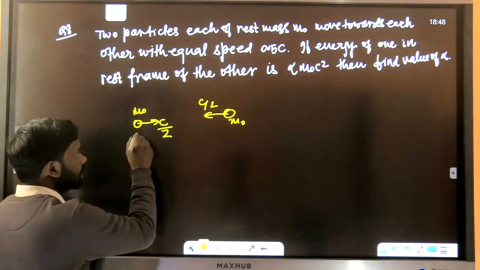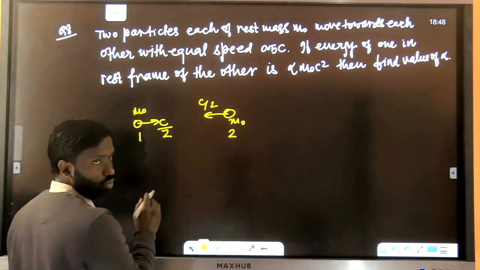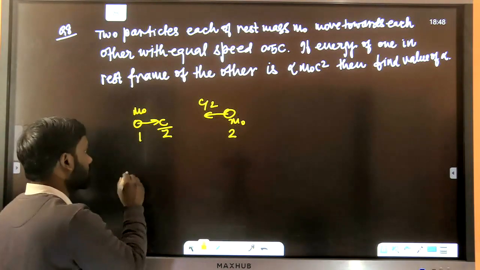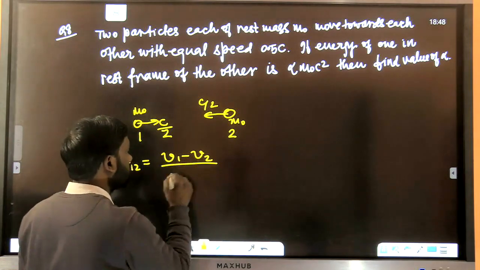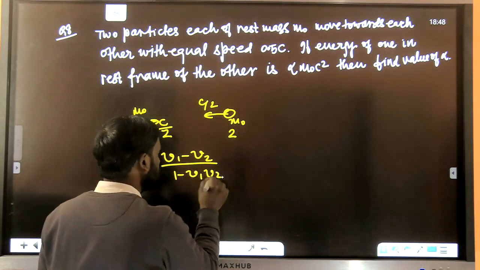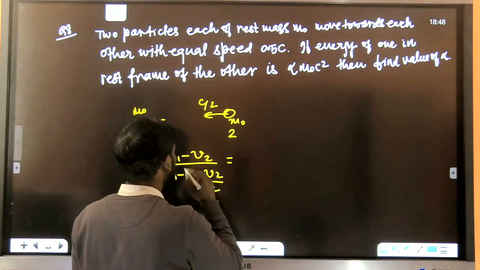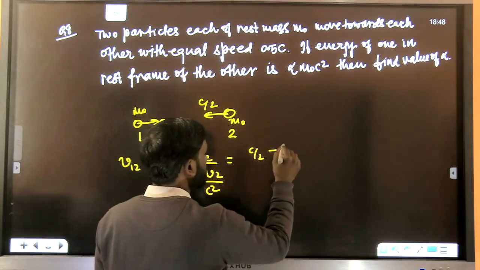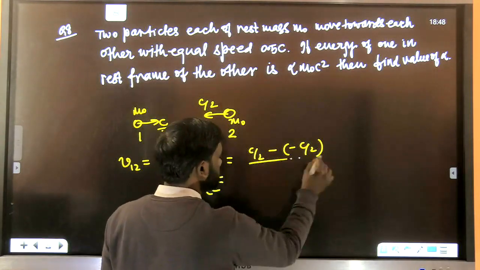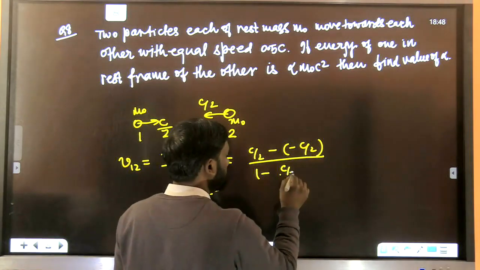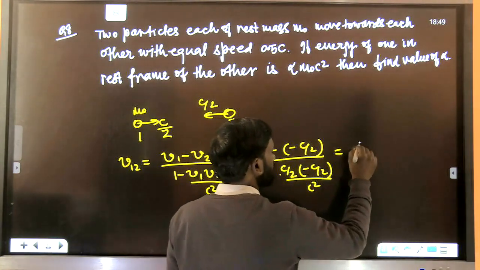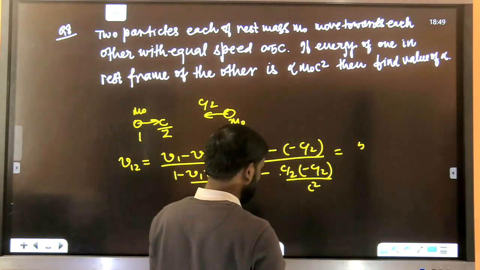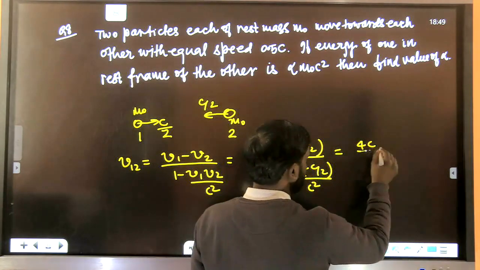So for that we need to calculate speed of one with respect to 2, or speed of 2 with respect to 1, whatever. So let's calculate speed of 1 with respect to 2, which is written as v1 minus v2 divided by 1 minus v1 v2 divided by c square. So that will be equal to c by 2, and here it is in opposite direction, so you write minus c by 2, and 1 minus c by 2 times minus c by 2 divided by c square. So that comes out to be, I think, 4 c by 5.